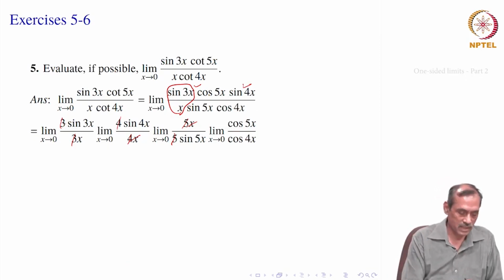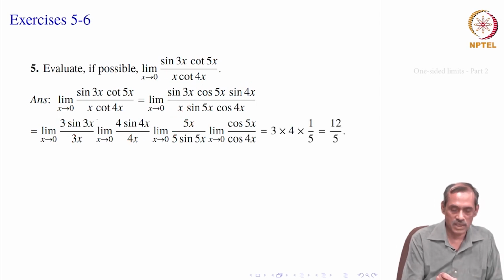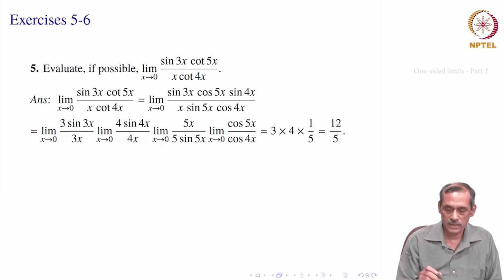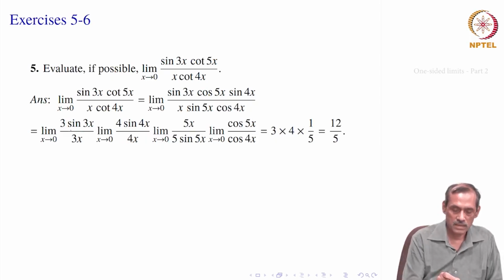Now, I think we can take the limit. This shows that sin 3x by 3x is 1, if you take 3x equal to t. It gives the limit of t goes to 0 of sin t by t, that is 1. So, the whole limit becomes 3.